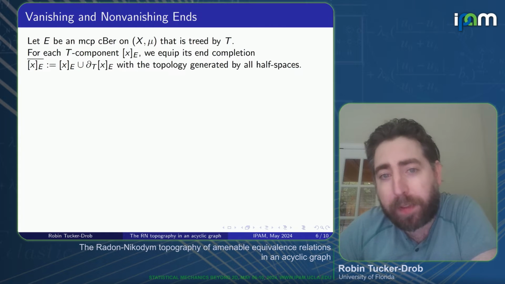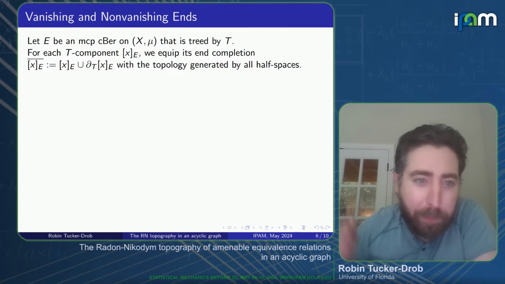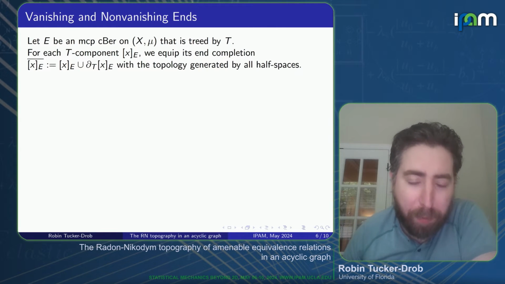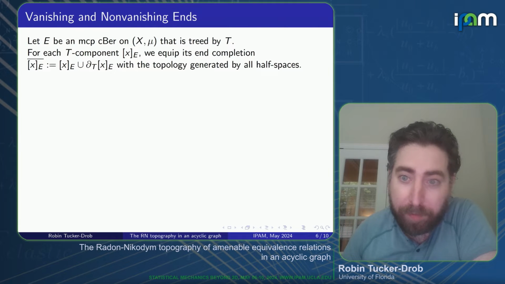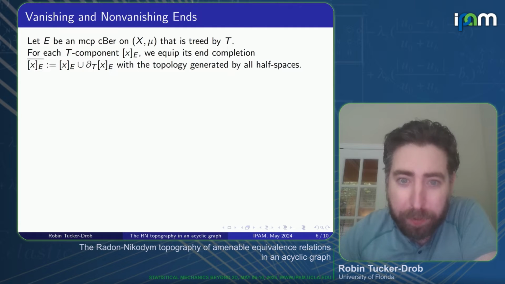The topology is generated by all half spaces. You pick a half space: you cut at one edge of the tree, and that leaves you with 2 connected components. Pick one of the connected components and take every vertex there together with every end that is represented by a ray through that component.